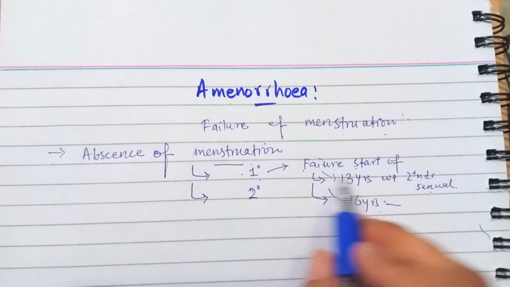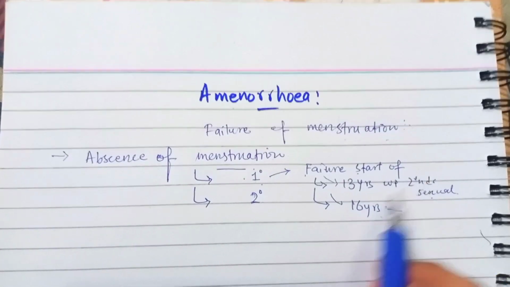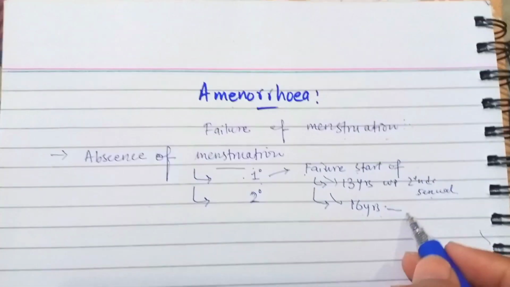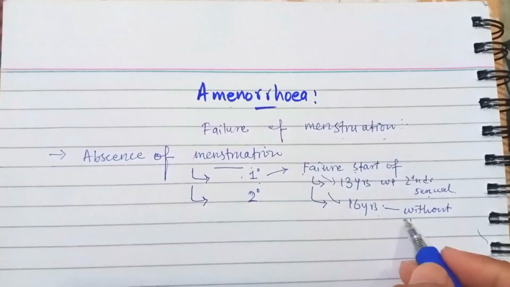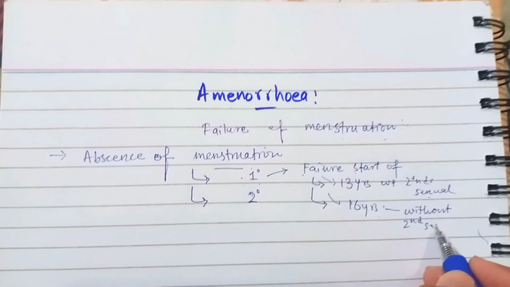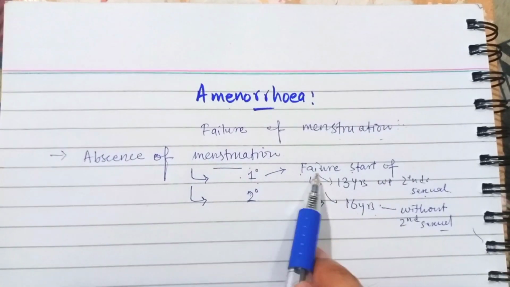So the simple definition is that primary amenorrhea is the failure of start of menstruation by the age of 13 years with the development of secondary sexual characters, or failure of start of menstruation by the age of 16 years without development of secondary sexual characters. So this is the definition of primary amenorrhea.